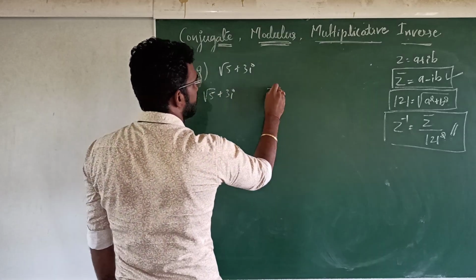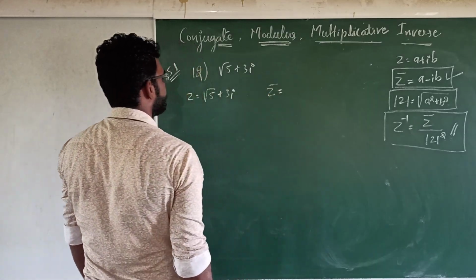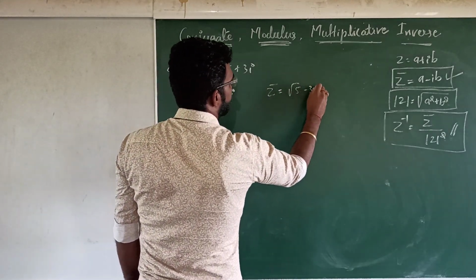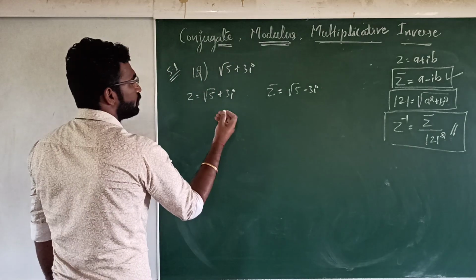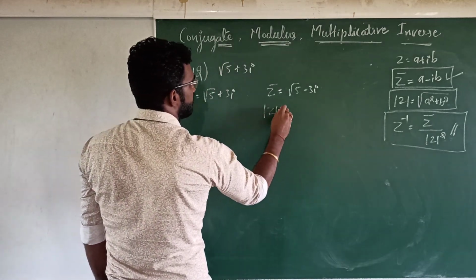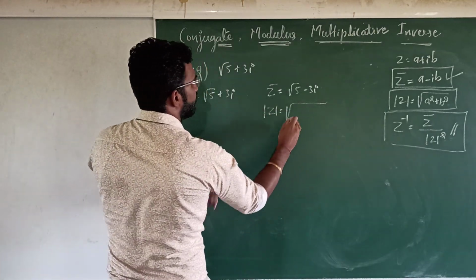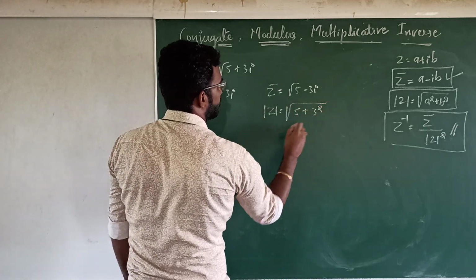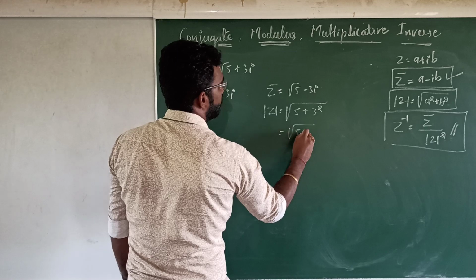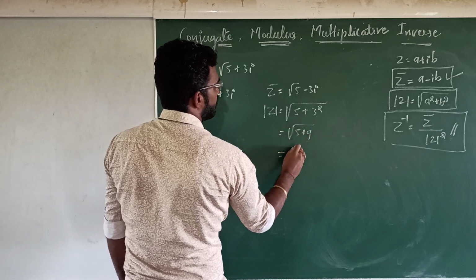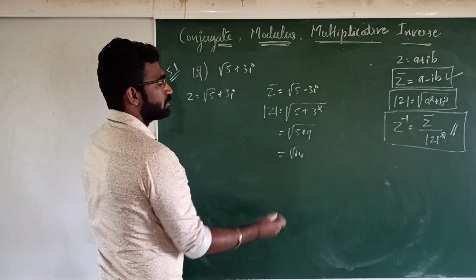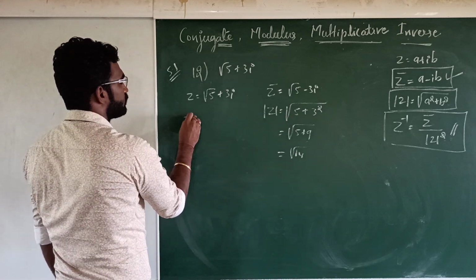Then find the z bar. Z bar is nothing but the conjugate. Therefore root 5 minus 3i. So find the mod of z. Mod of z is nothing but the square root of the real part square, which is 5, and the imaginary part square, which is 3 square. Therefore how much are you going to get? 5 plus 9, therefore root 14. Root 5 square is 5. So root 14. Then substitute the values.